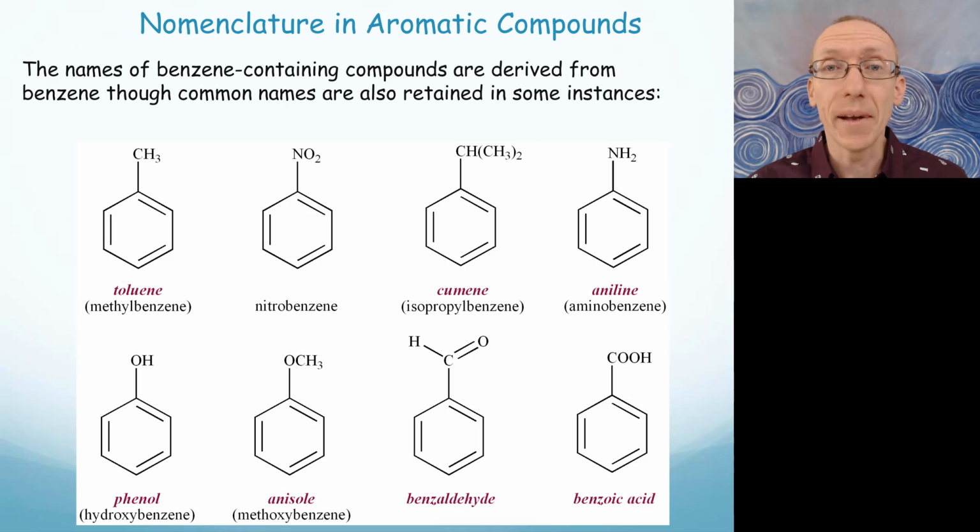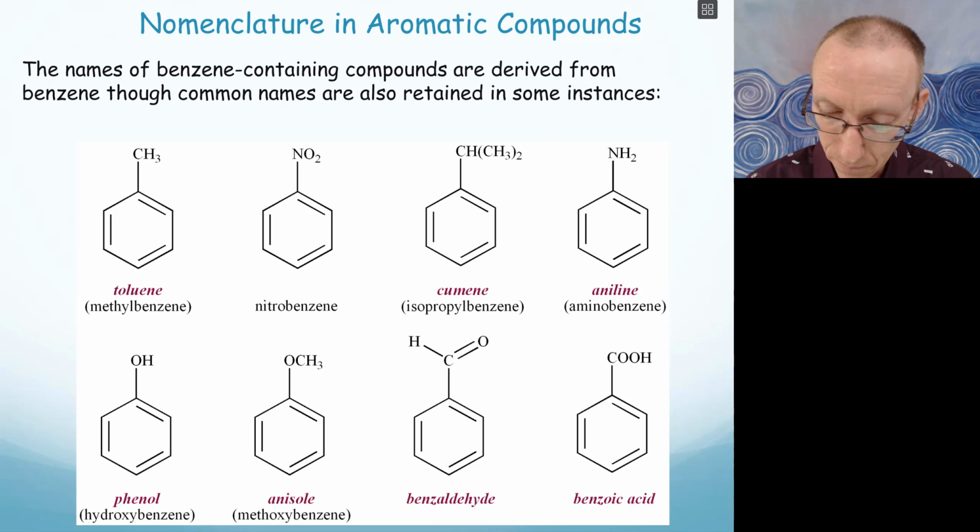So the nomenclature of aromatic compounds is really quite simple. We just name the compound. If it's a benzene-containing compound, we name it as a substituted benzene. And so in the case of this compound over here, we've got a methyl group, so it's just methylbenzene. Here we've got a nitro group, so it's nitrobenzene. Here we've got an amino group, so it's aminobenzene.